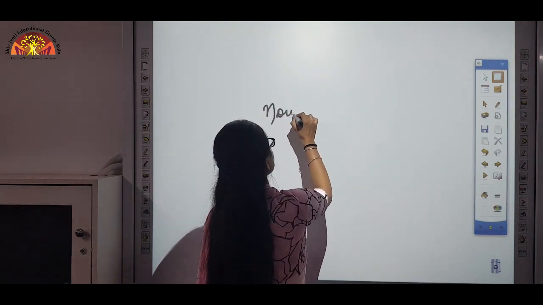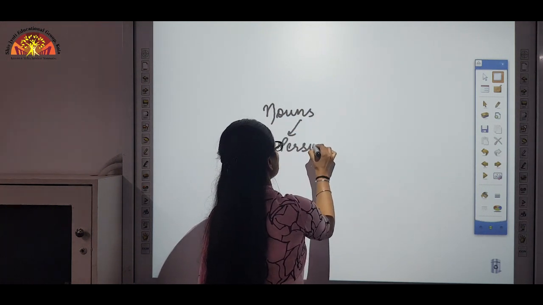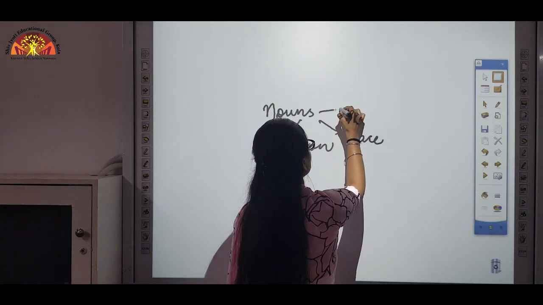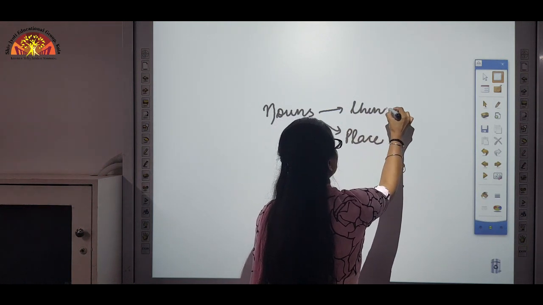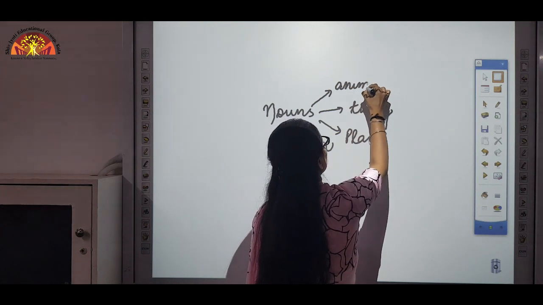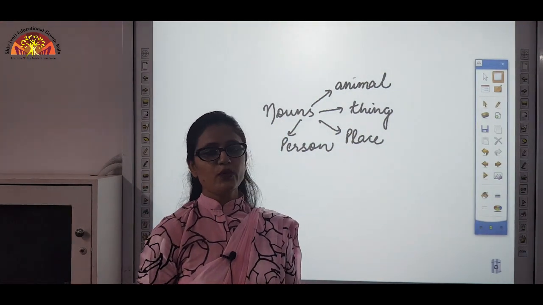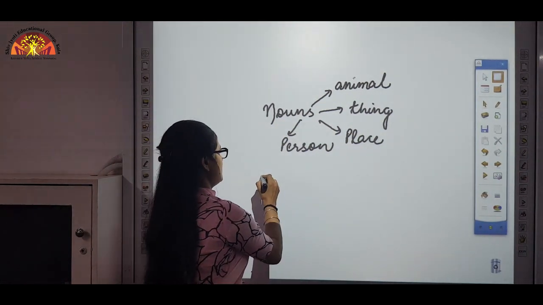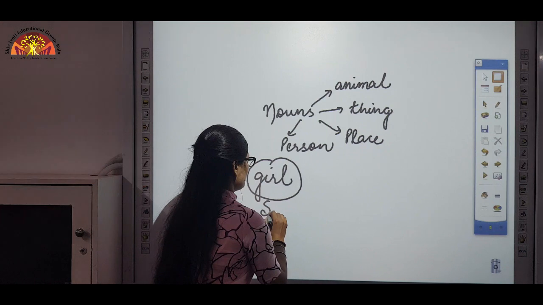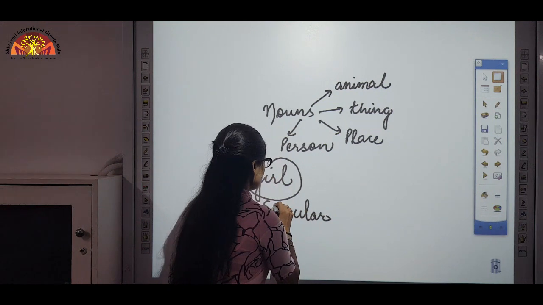As you all must have learned in your earlier classes, nouns are the name of a person, place, thing or an animal. These all words are called as nouns, right? Now, this can be singular and these can be plurals, right? If I am talking about a girl, this girl is singular noun. They are categorized into two parts, singular and plural. This is a singular noun.